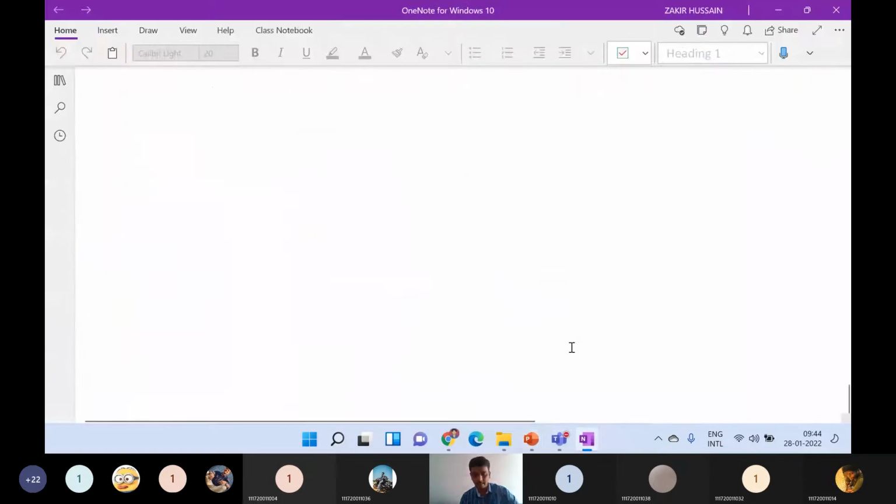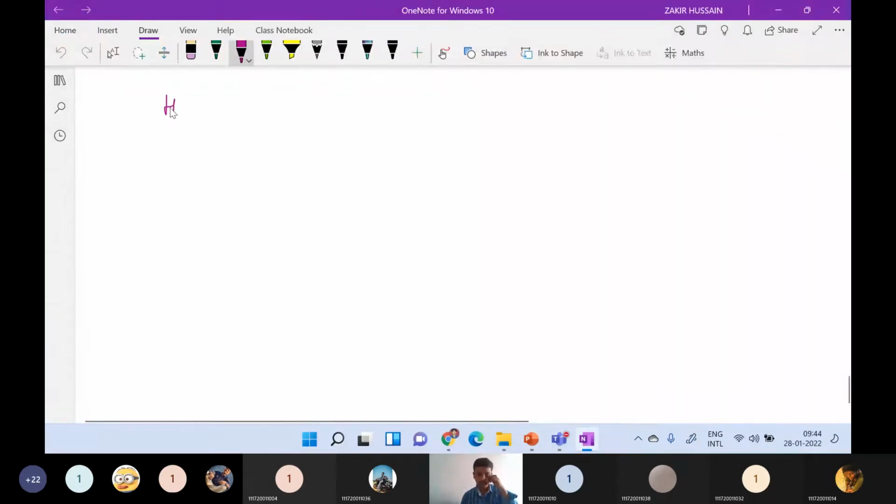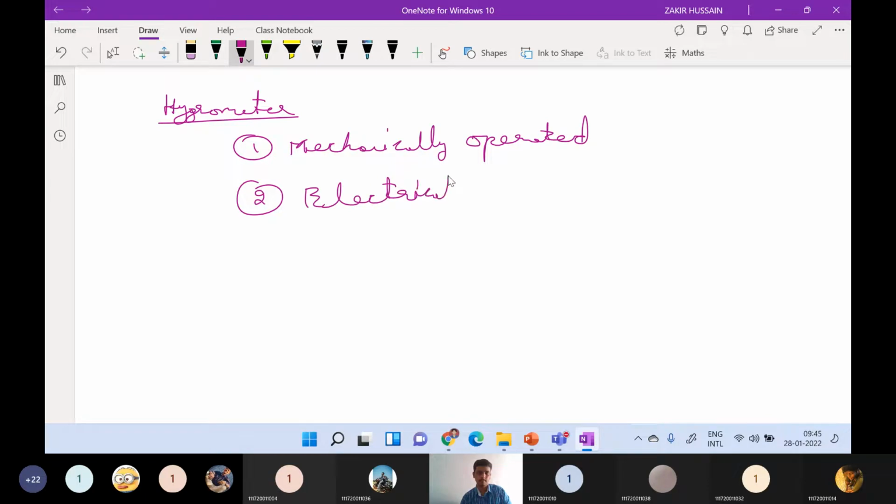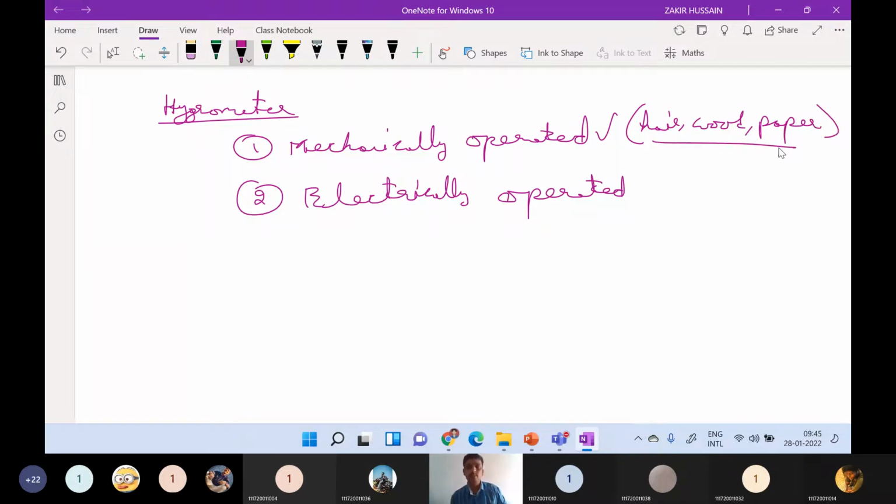So next one will be the electrical hygrometer. There are two methods to measure humidity using a hygrometer: one is mechanically operated, and the second one is electrically operated. For mechanically operated, we have seen the examples: hair hygrometer, wood hygrometer, paper hygrometer, animal membrane hygrometer. Whatever natural materials have a tendency to change their linear dimension whenever they are exposed to moisture, we can use as a mechanically operated hygrometer.